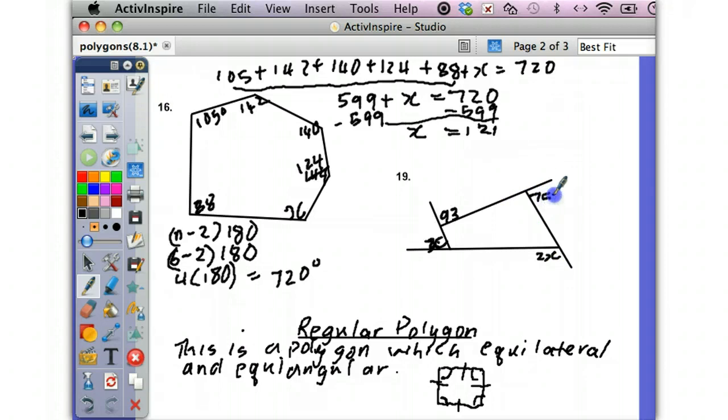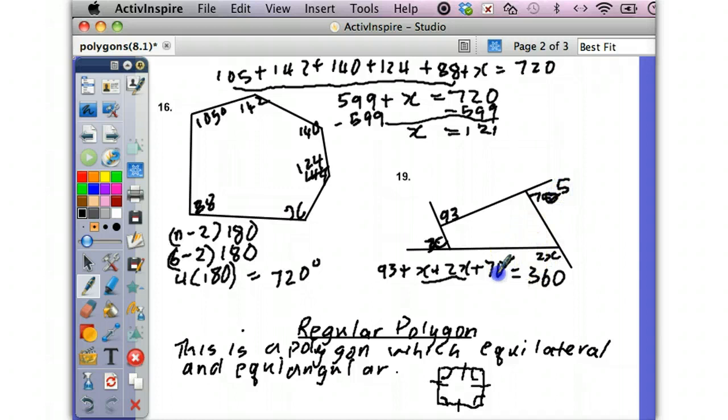What I told you was the sum of all the exterior angles always adds up to 360. So here we go, we're going to set this up. Luke, you should be writing now. I'm going to have 93 plus x plus 2x plus 70 equals 360. Always 360 because it's essentially going all the way around in a circle. It's 75, not 70. All right, thank you.